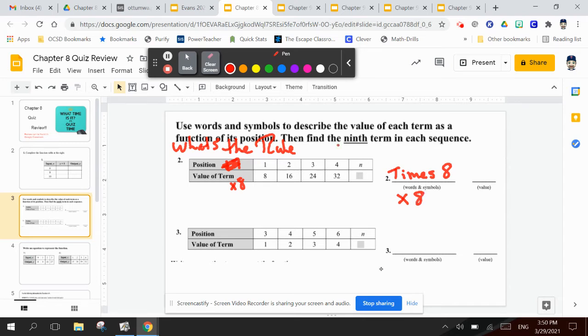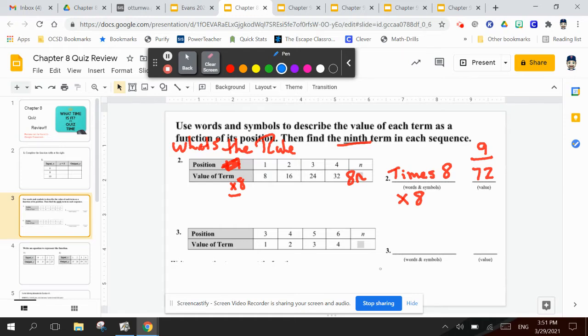Now we have to find the 9th term in each sequence. So if I have a 9 here, 9 times 8 would be 72. But then with our n value, that's our variable, how can I find the value of n, which can be any number? Well, I know my rule is multiply by 8, so all I have to do is multiply n by 8, and I write that as 8n. So a couple of things that you have to do on these types of problems.